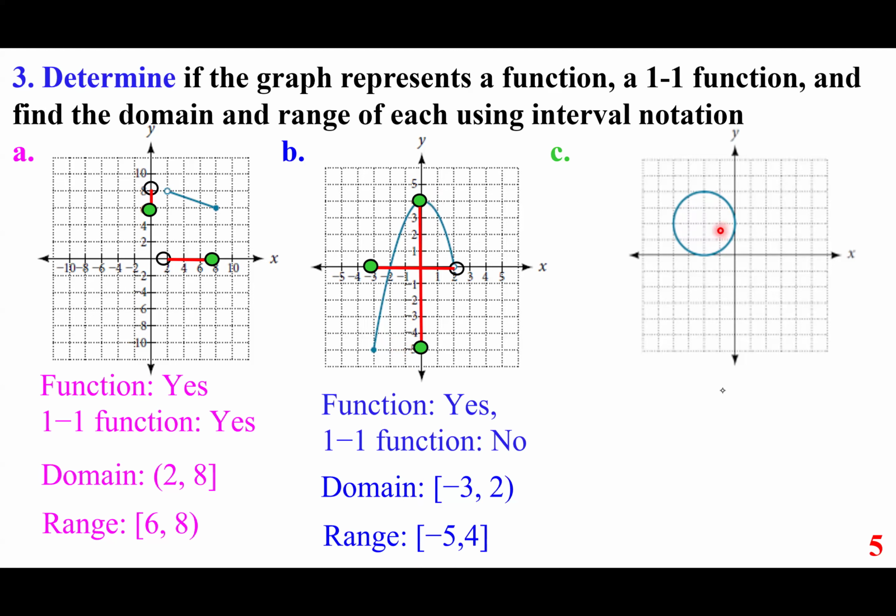Is this a function? Of course not. Is this a one-to-one function? Look at the vertical lines, many of them, or horizontal lines, many of them. So it's not a function. It's not a one-to-one function, but we can find the domain by laying it down around the x-axis. So it goes from here to here, from -4 to 0, and the endpoints are included.